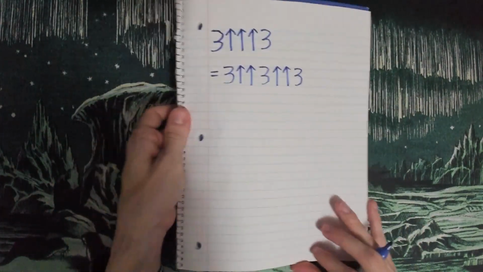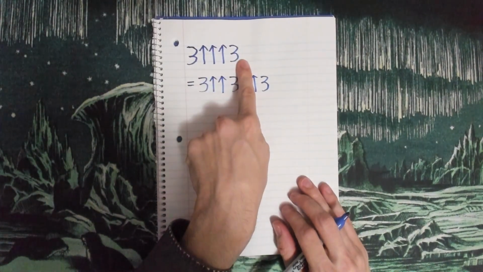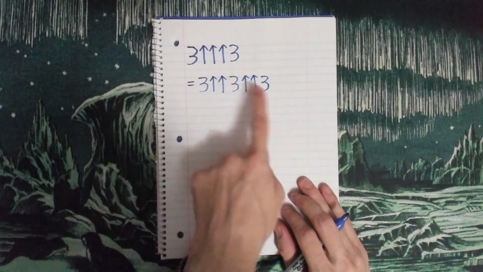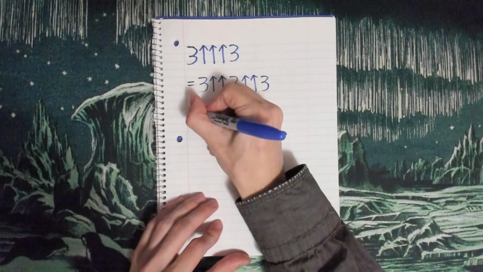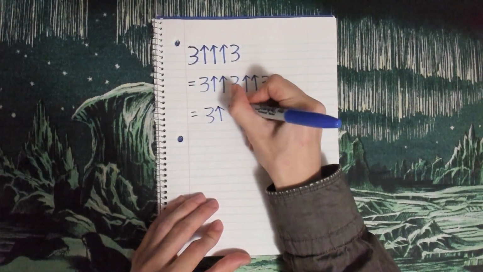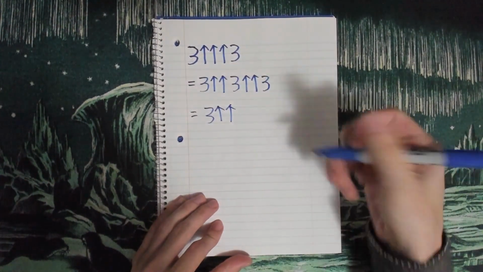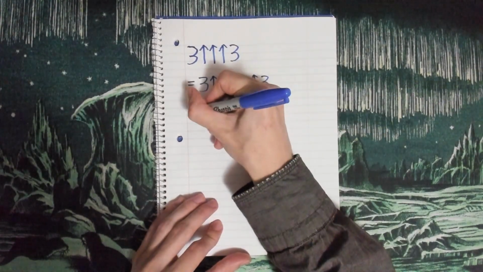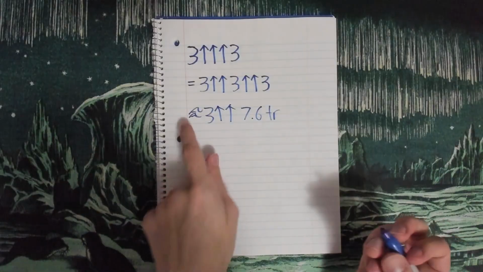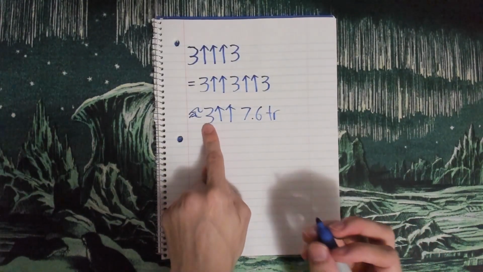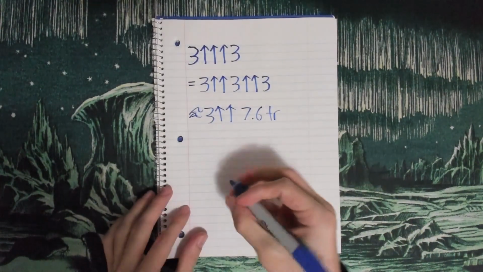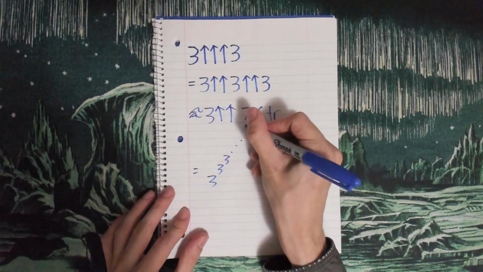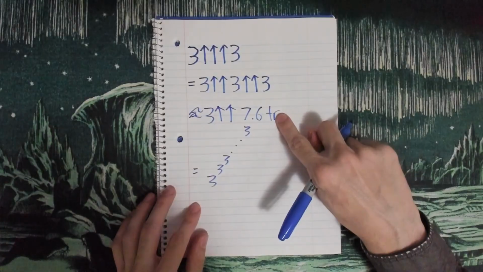Now let's take a look at 3 triple arrow 3. Well, I'm going to copy down 3 three times, with one less arrow between them all. So what are we going to get here? Well, this is 3 double arrow 3. We just went over it earlier. It's about 7.6 trillion. So this is going to be an exponential tower of 3s, 7.6 trillion high. Approximately 7.6 trillion 3s in this tower.